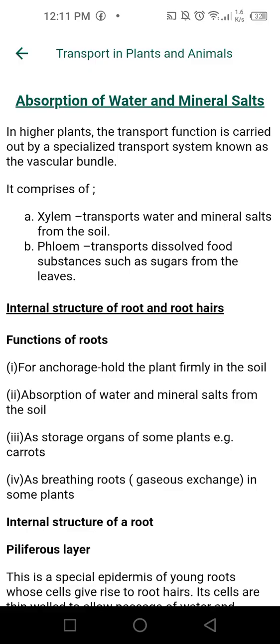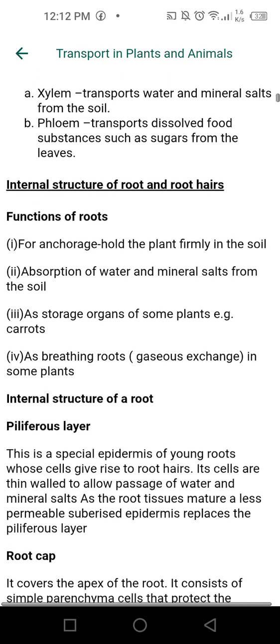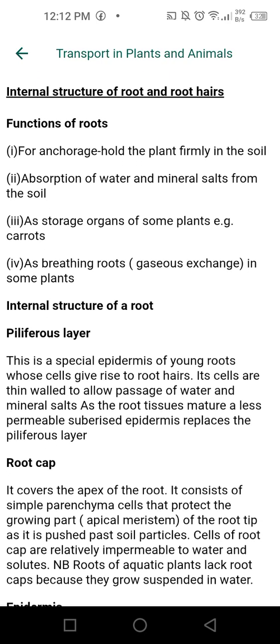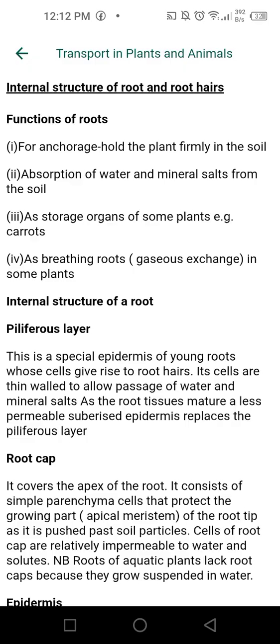Internal structure of root and root hairs. Functions of roots. I. For anchorage, to hold the plant firmly in the soil. II. Absorption of water and mineral salts from the soil. III. As storage organs of some plants, e.g. carrots. IV. As breathing roots, for gaseous exchange, in some plants.